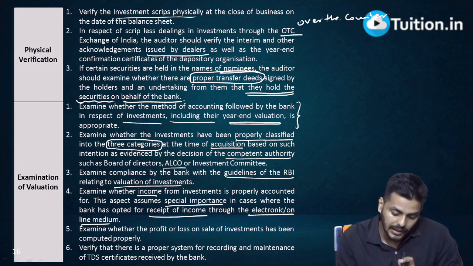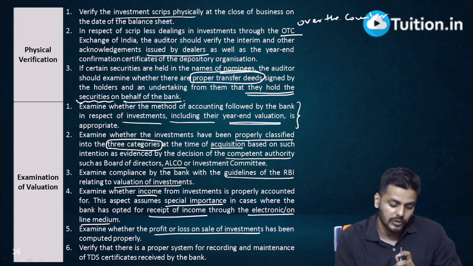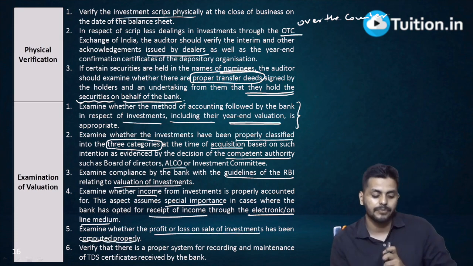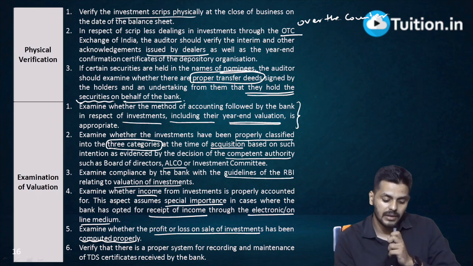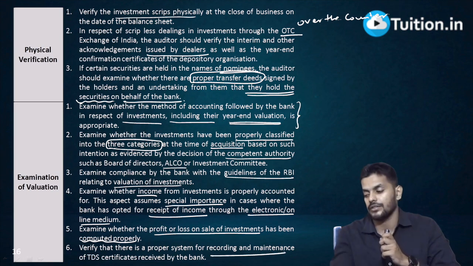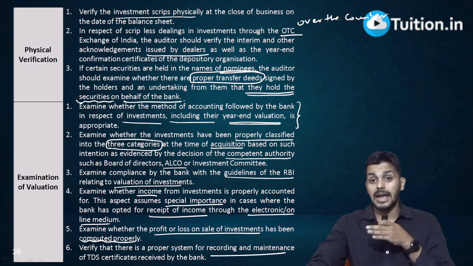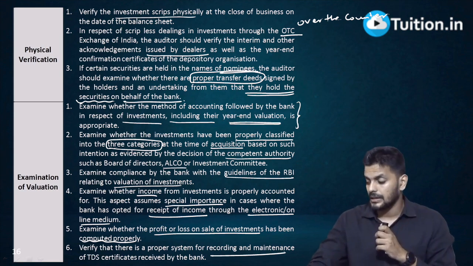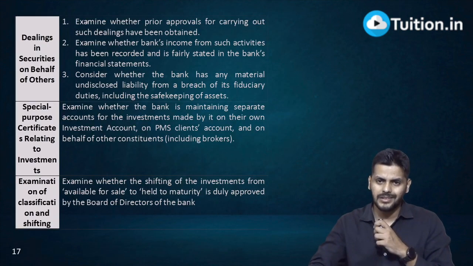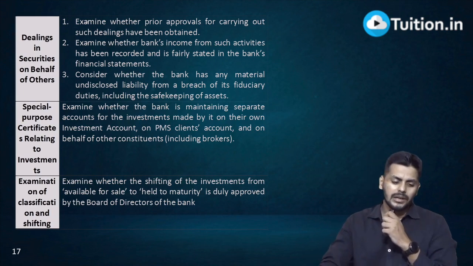Examine whether the profit or loss on sale of investments has been computed properly in the P&L account. And verify that there is a proper system of recording and maintaining the TDS certificates received by the bank, that is, tax deducted by others on the bank. Now you can see Form 26AS is online, so you don't have to really worry about it.